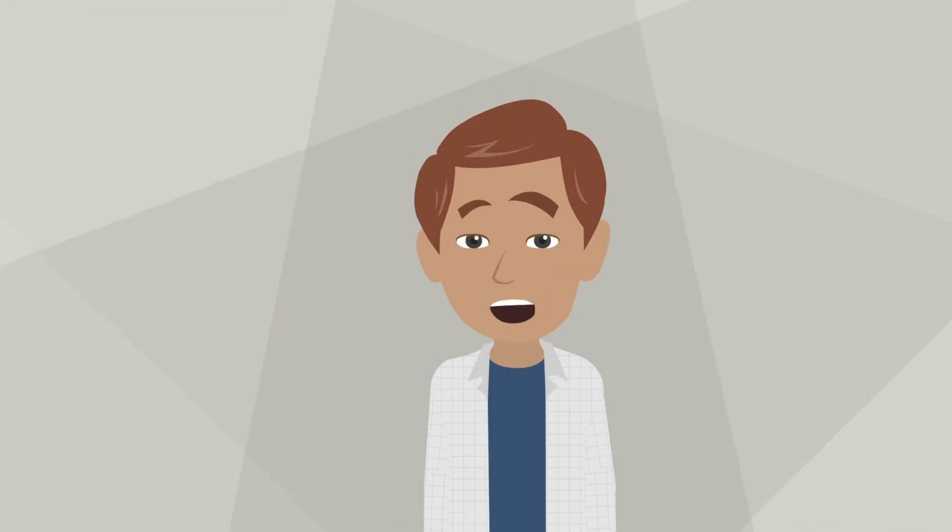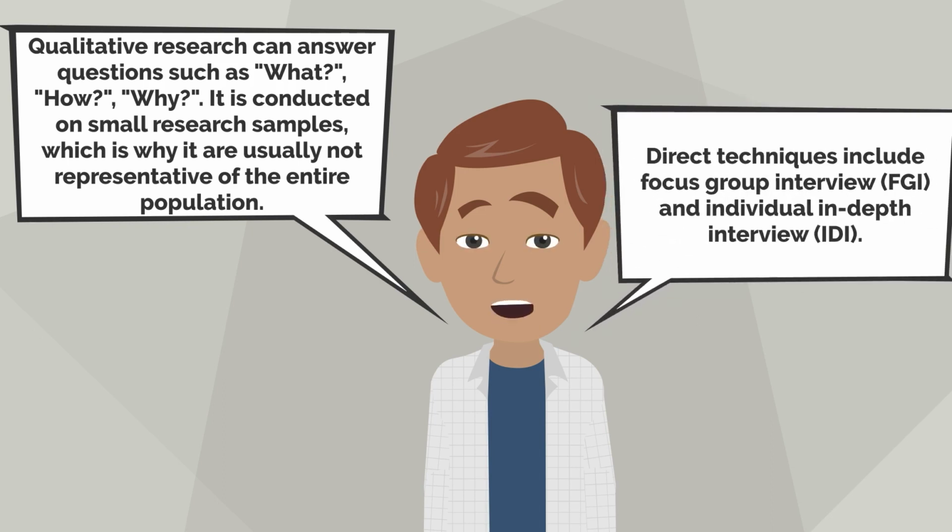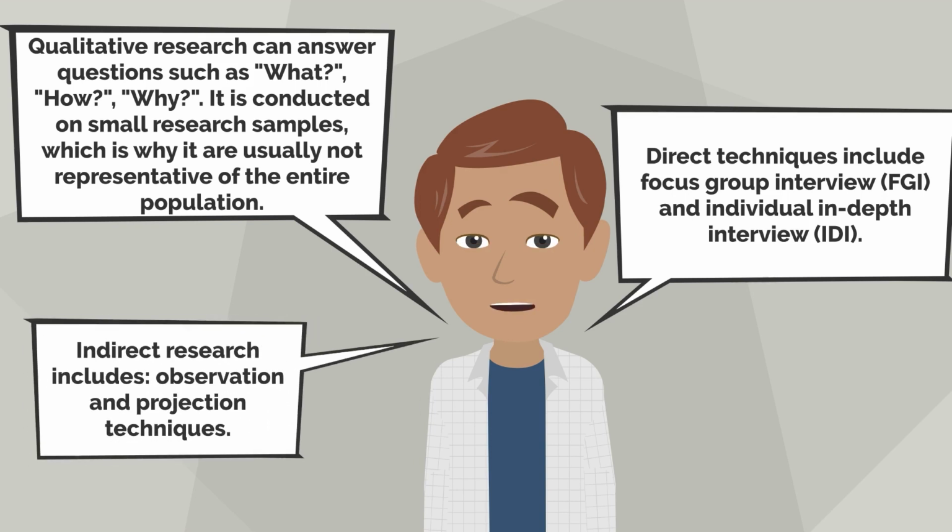To wrap up from today's video, we found out that qualitative research can answer questions such as what, how, or why. It is conducted on small research samples, which is why it is usually not representative of the entire population. Direct techniques include focus group interview, FGI, and individual in-depth interview, IDI. Indirect research includes observation and projection techniques.